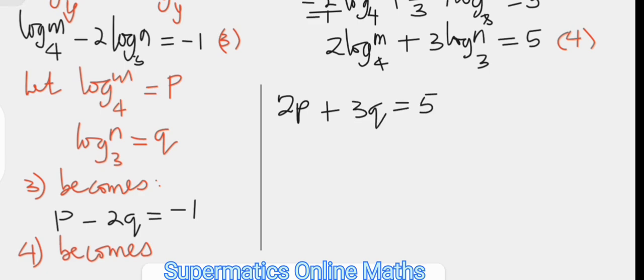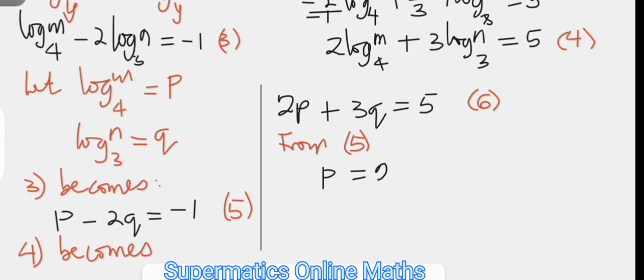We can call what equation 3 becomes equation 5, and what equation 4 becomes equation 6. So we'll be solving the simultaneous linear equations 5 and 6 to get the values of p and q first. Using the substitution method from equation 5 and making p the subject of the formula, p equals 2q minus 1 by adding 2q to both sides. Let us call this equation 7.